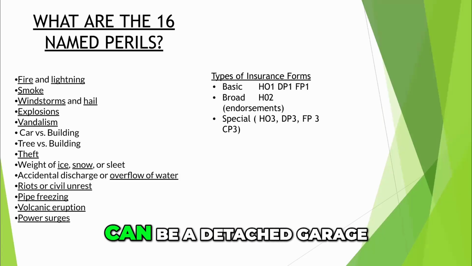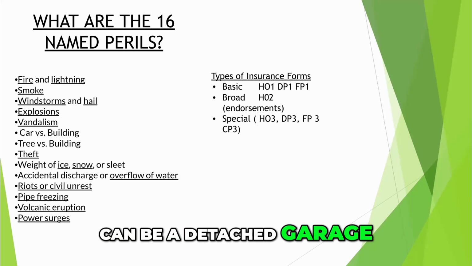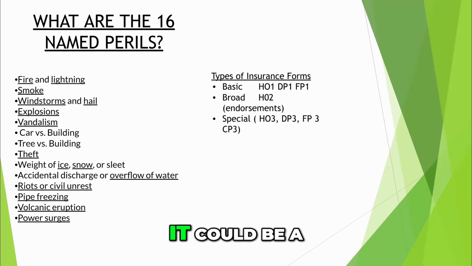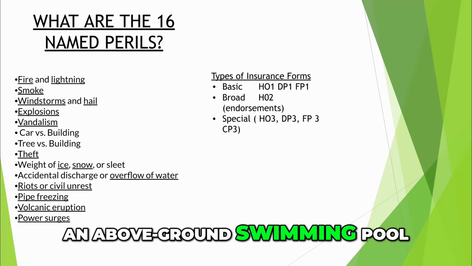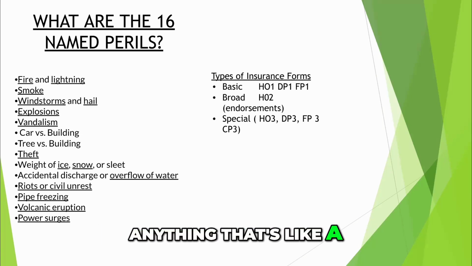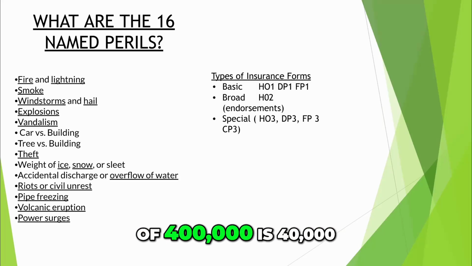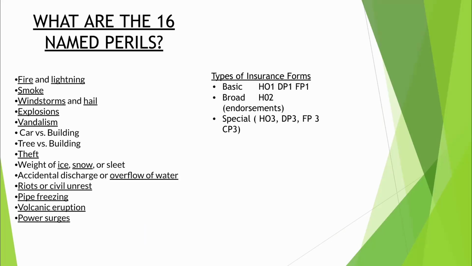Now, the other structures can be a detached garage. It could be a detached deck. It could be a detached shed, an above ground swimming pool, anything that's like a structure. So you get 10% of that. So that would be 10% of 400,000, which is 40,000, right?